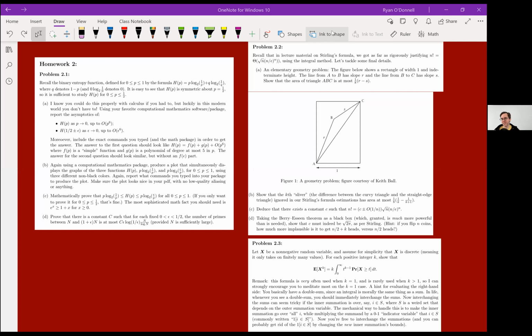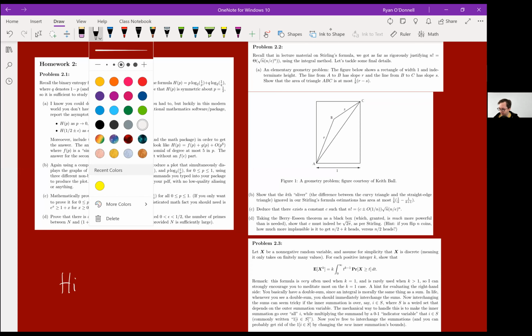Let's talk about CS theory. Does anybody have any questions? I had a question about 2D. 2D, let's see, what is 2D?